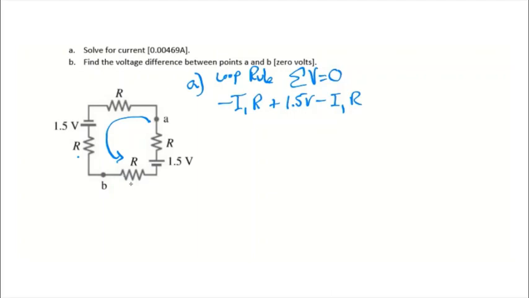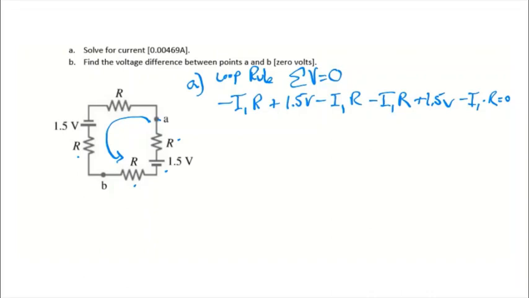Okay, we go through point B, we're at this resistor, minus I1 times R. Okay, we get to this voltage, so we have to add that in, plus 1.5 volts. And then we get to this resistor, so we do minus I1 times R. And now we're back at point A, so we are done. So that we know that's equal to 0.